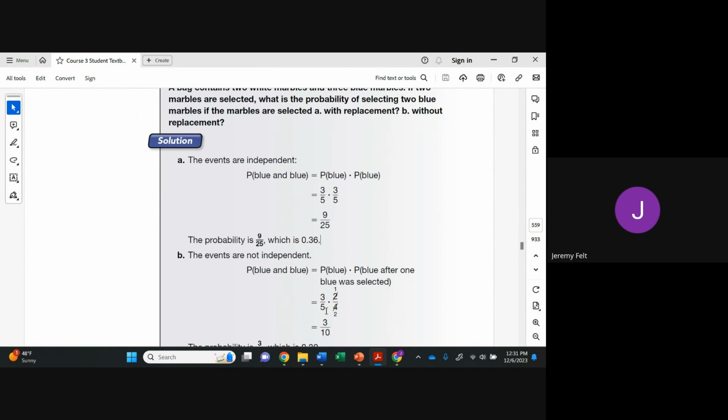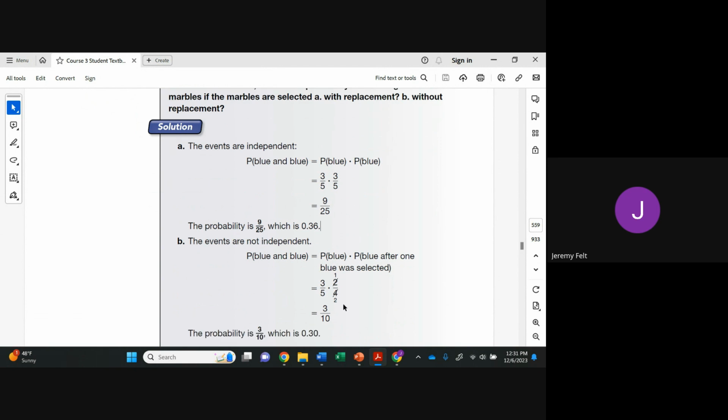But we take one of those blue marbles out. There are now 2 blue marbles left out of 4 total marbles. So 3/5 times 2/4 or 1/2, we get 3/10, which is a 0.3 chance of that happening. So the probability is going down, which makes sense because we take a blue out. Now instead of having a 3 out of 5 chance, there's a 1 out of 2 or 2 out of 4 chance of getting a blue marble. So the probability is going down.